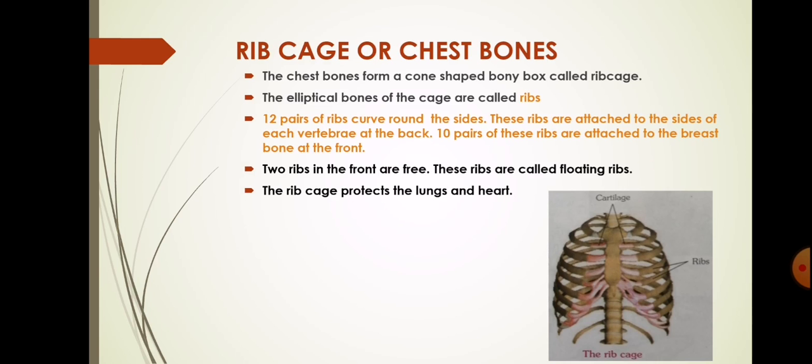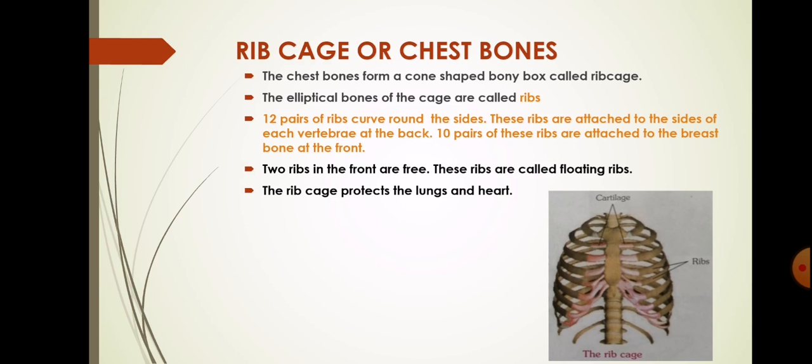There are basically 12 pairs of ribs, which from the front side are attached to the chest bone, and from the back side are attached to the side part of the vertebrae. Because of that, a cage is formed, and that is called a rib cage. It's also called a chest bone. There are basically 12 pairs of ribs.